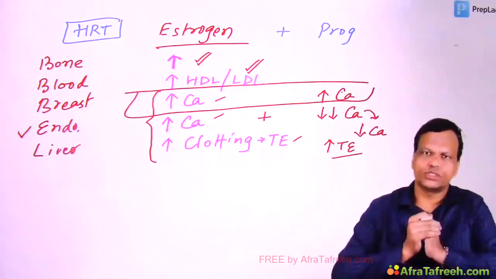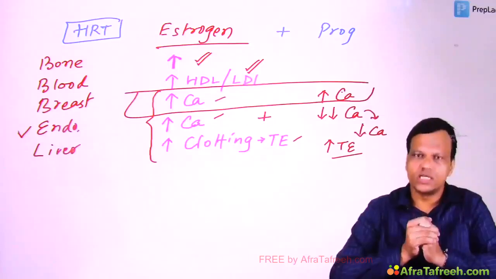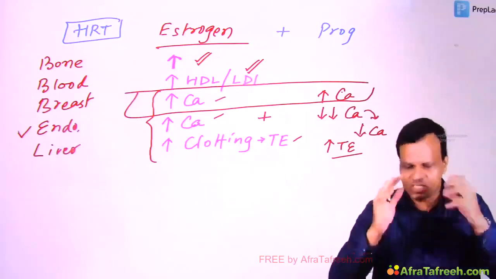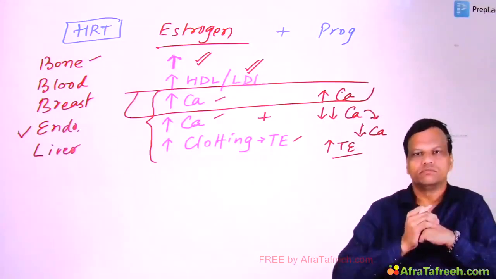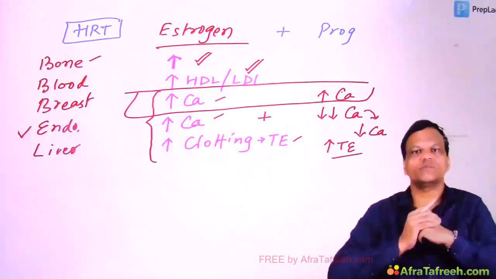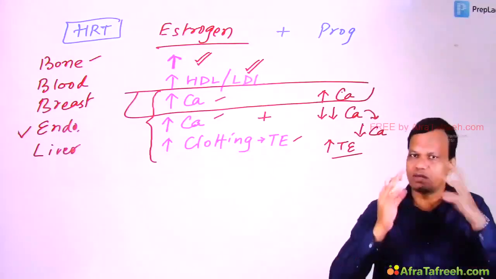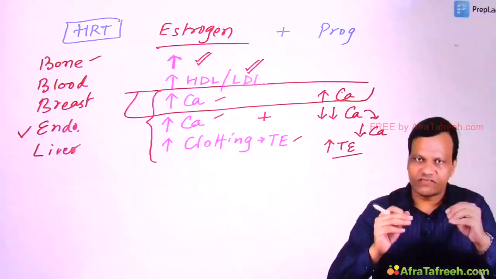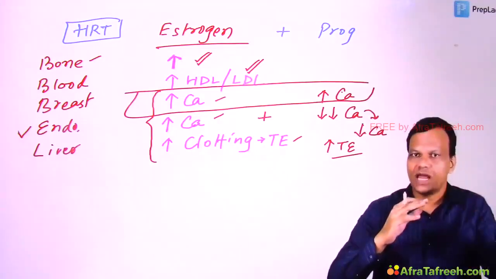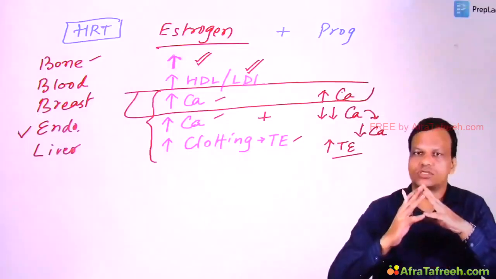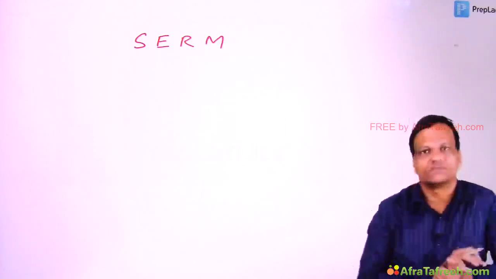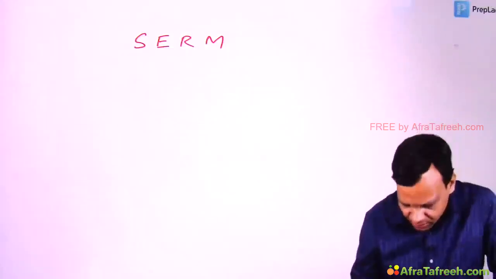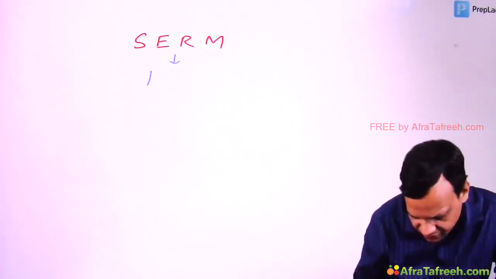Then what is the solution? The solution is we want such a drug which stimulates the estrogen receptor in the bone, but does not stimulate it in the breast or endometrium, etc. Okay? So we want some drug which has an agonistic effect on the estrogen receptor in some tissues and an antagonistic effect in some tissues. So such a drug is known as selective estrogen receptor modulator, SERM. And the best SERM till now we have is raloxifene.